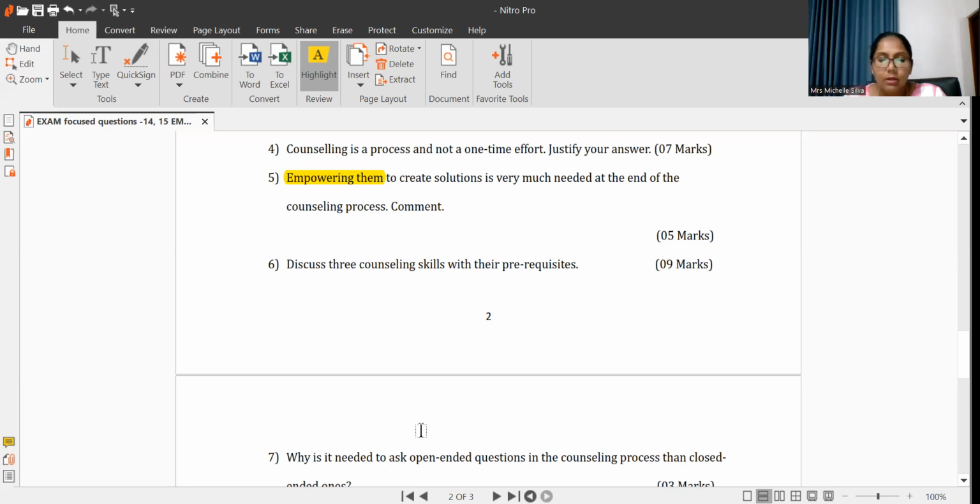It's not good. The 9th skill is counselor self-disclosure. There are instances where you have to disclose your private information to the client.